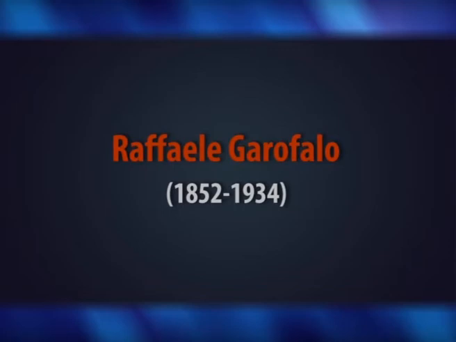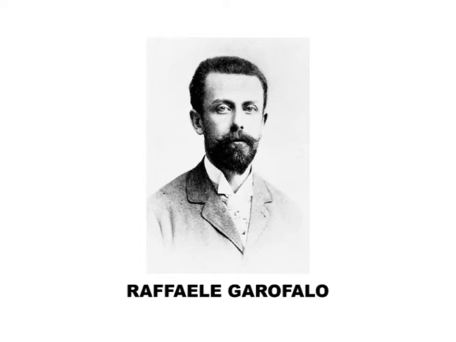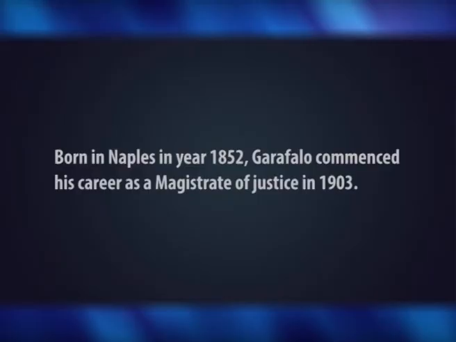Next here we have Raffaele Garofalo, from 1852 to 1934. Raffaele Garofalo was one of the three main promoters of Positivist school of criminology. Born in Naples in the year 1852, Garofalo commenced his career as a magistrate of justice in 1903. He emphasized the need for a detailed study of the circumstances and living condition of offenders. He strongly supposed that a criminal is a creature of his own environment.